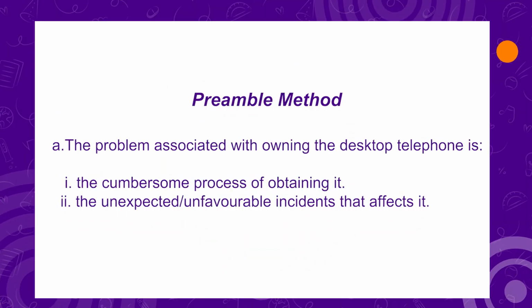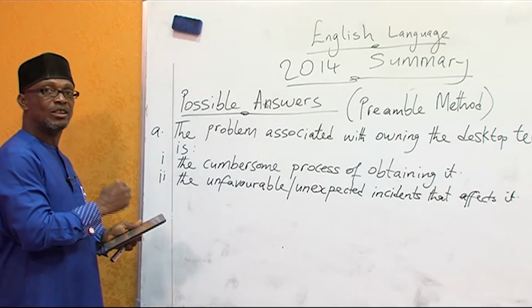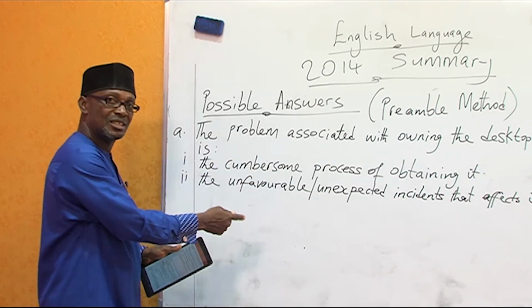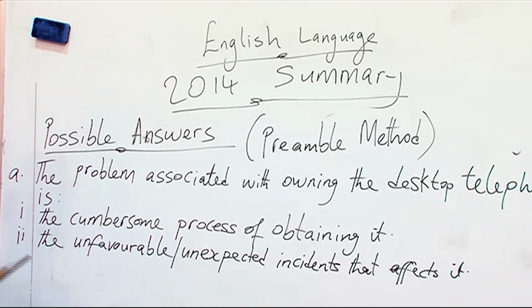2. Again, this is another sentence. The problem associated with owning the desktop telephone is the unexpected incident that affects it. Sentence number 3.